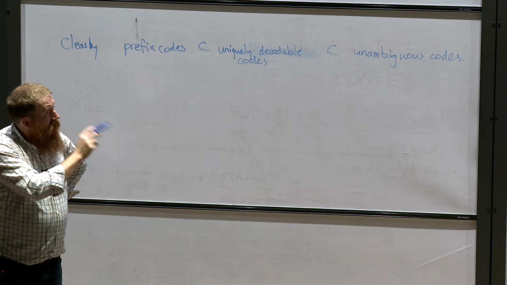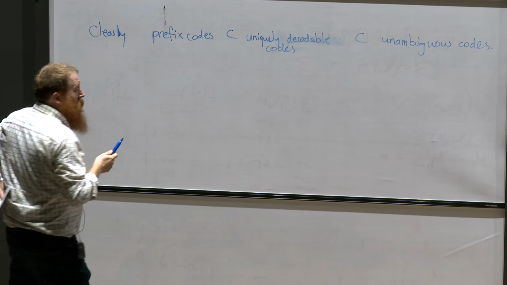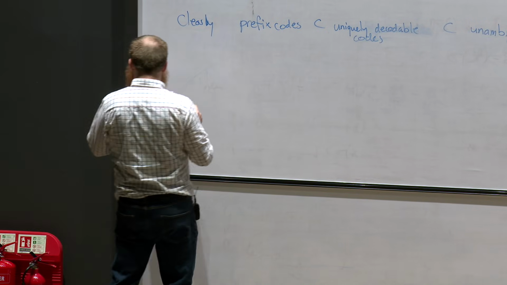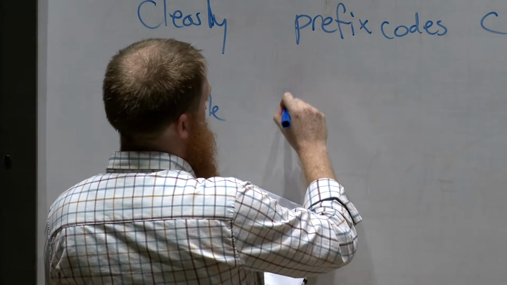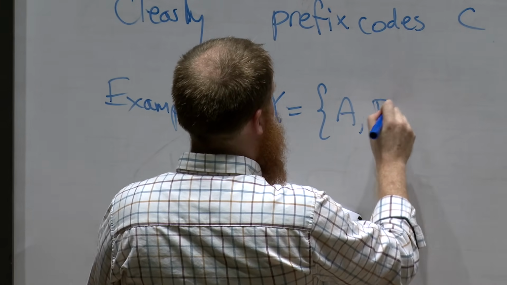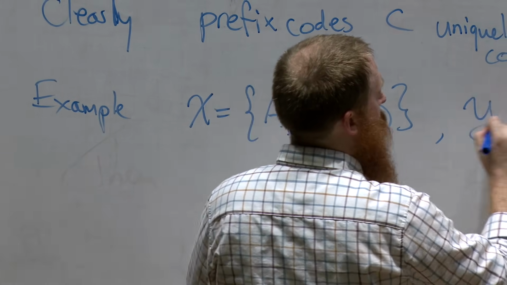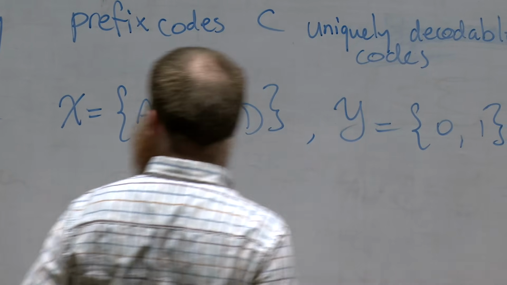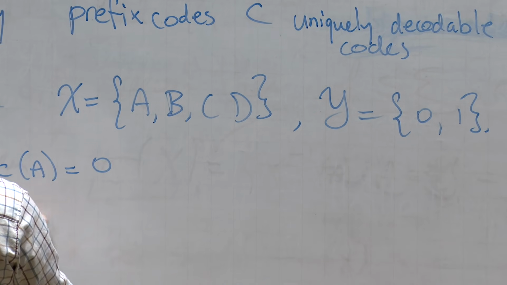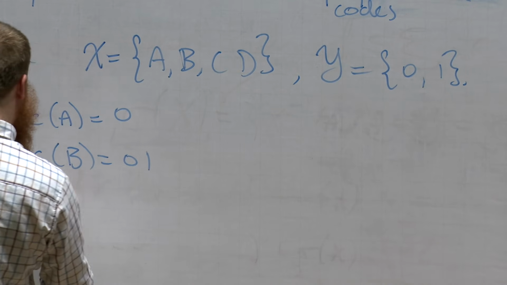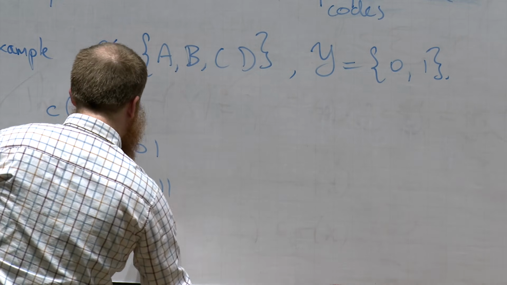So uniquely decodable sounds good. Sounds like what we'd really want. Maybe we can do better. The problem is they can be an absolute nightmare to work with. So here's a little example. X is equal to the set A, B, C, D. Y is my favorite set, 0 and 1. I'm going to say C of A equals 0, C of B equals 0, 1, C of C equals 0, 1, 1, and C of D equals 1, 1, 1.